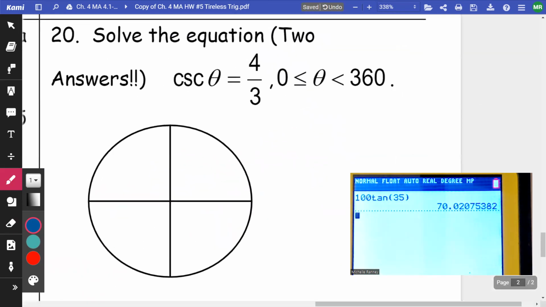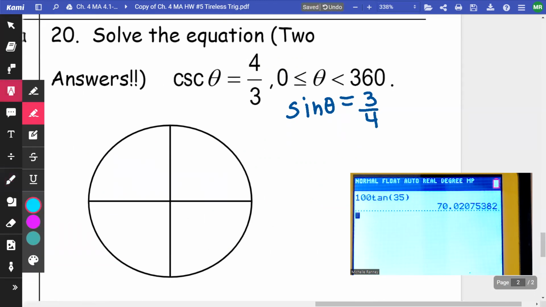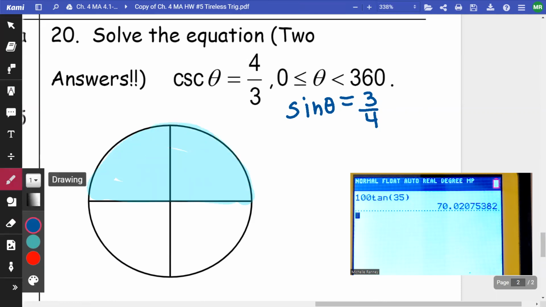For this one, we want to find where the cosecant is 4/3. Well, remember the reciprocal of cosecant is sine. And so if my cosecant is 4/3 at that angle, my sine is going to be 3/4. So that's what I'm going to find. And my sine is going to be positive in quadrants 1 and 2. So this is where I'm going to be focusing.